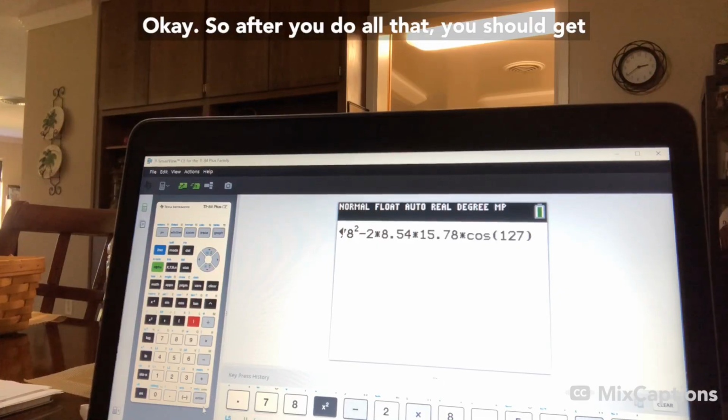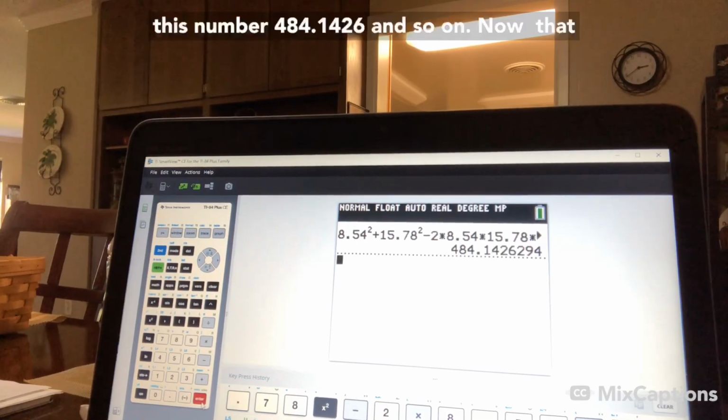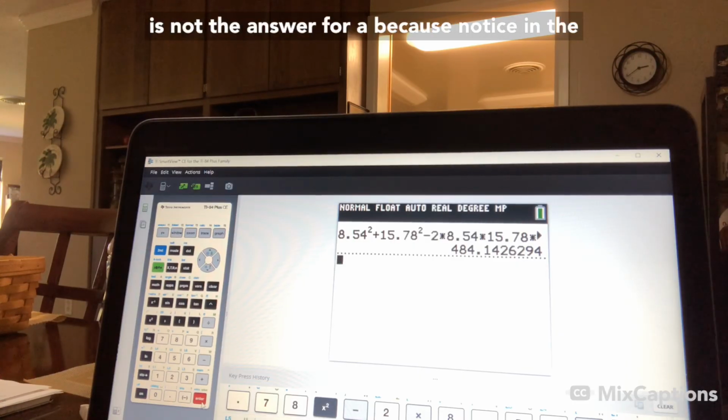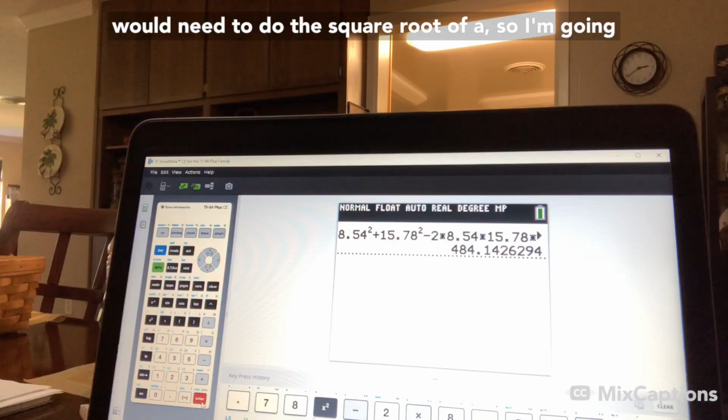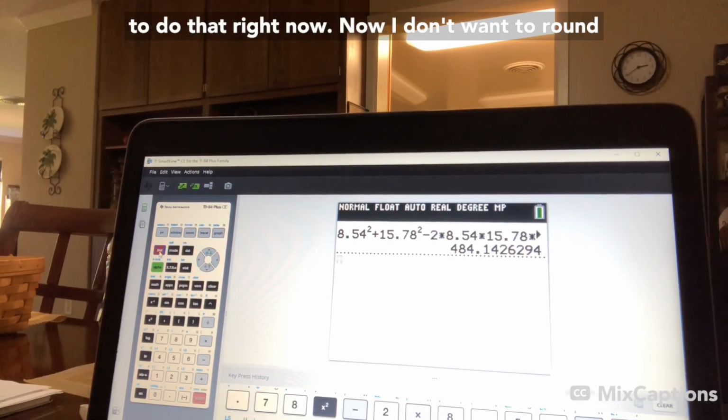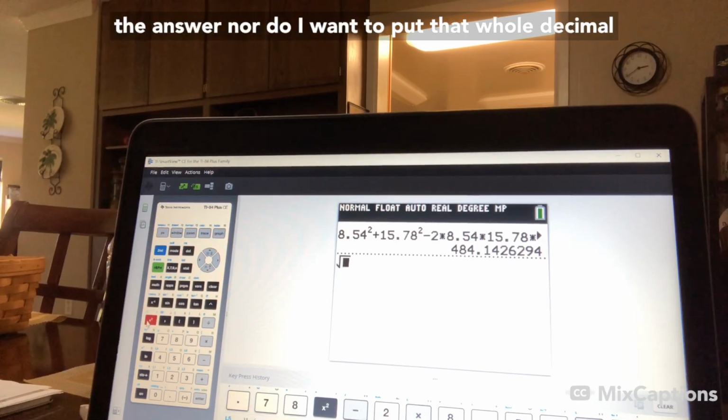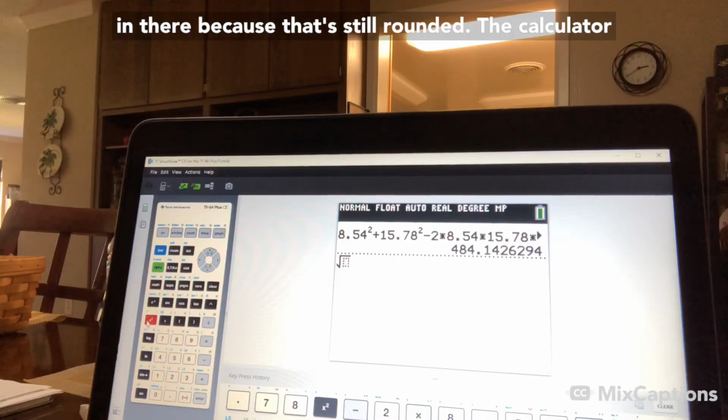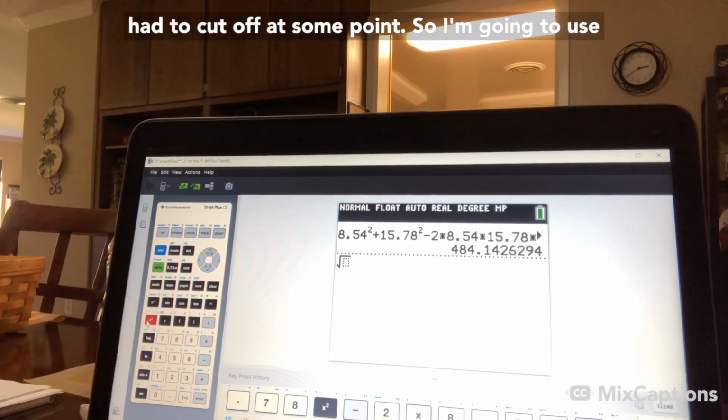After you do all that, you should get this number, 484.1426, and so on. Now that is not the answer for a, because notice in the formula that represents a squared. So now I would need to do the square root of a. I'm going to do that right now. I don't want to round the answer, nor do I want to put that whole decimal in there, because that's still rounded. The calculator had to cut off at some point.